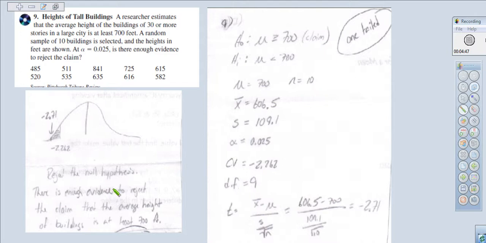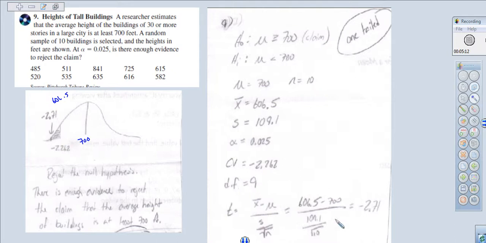Our average on this image right here, 700, would be right here. So if we're going to do 606.5, that would be less than 700. This is our negative region of our graph. That's why it'd be negative 2.62.